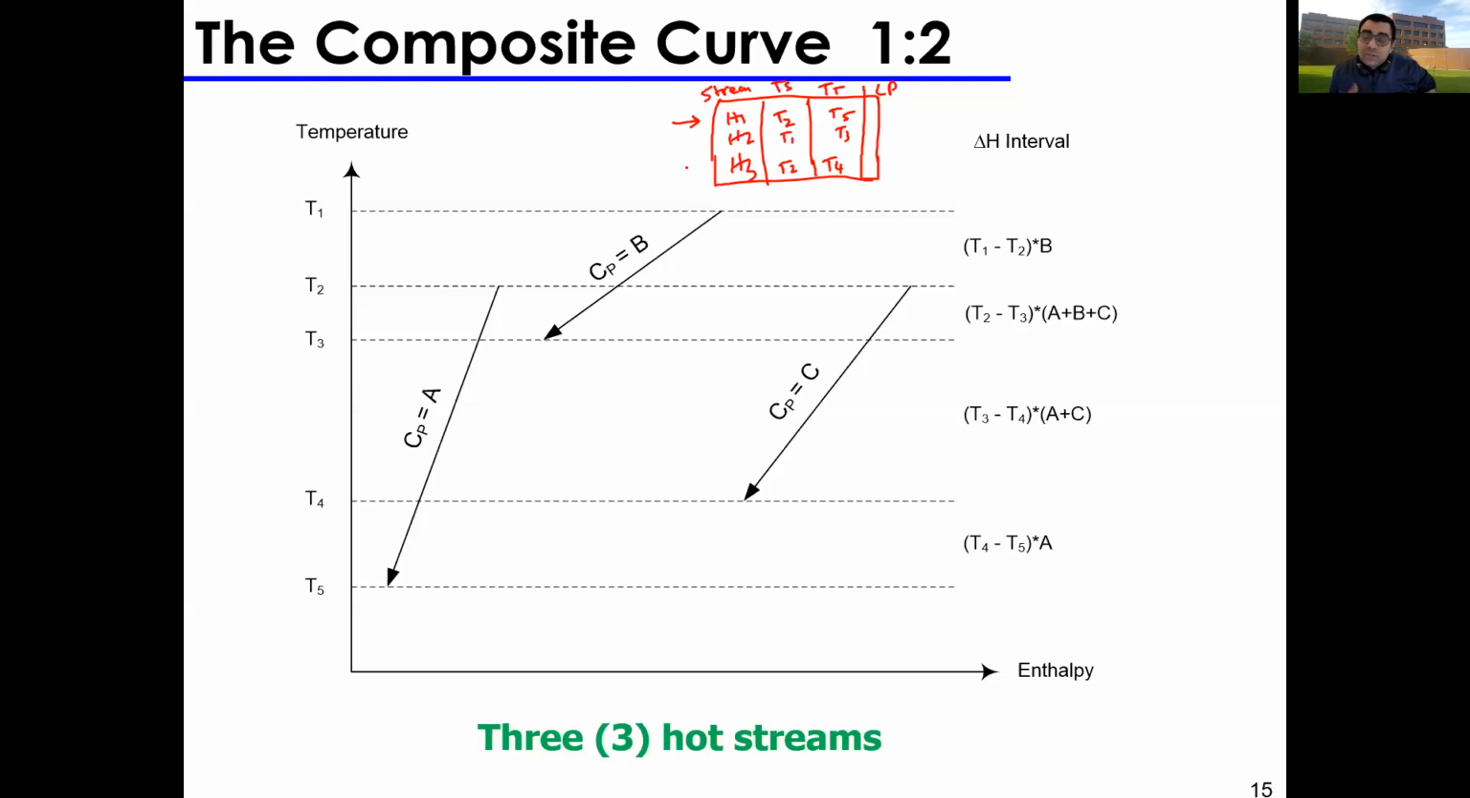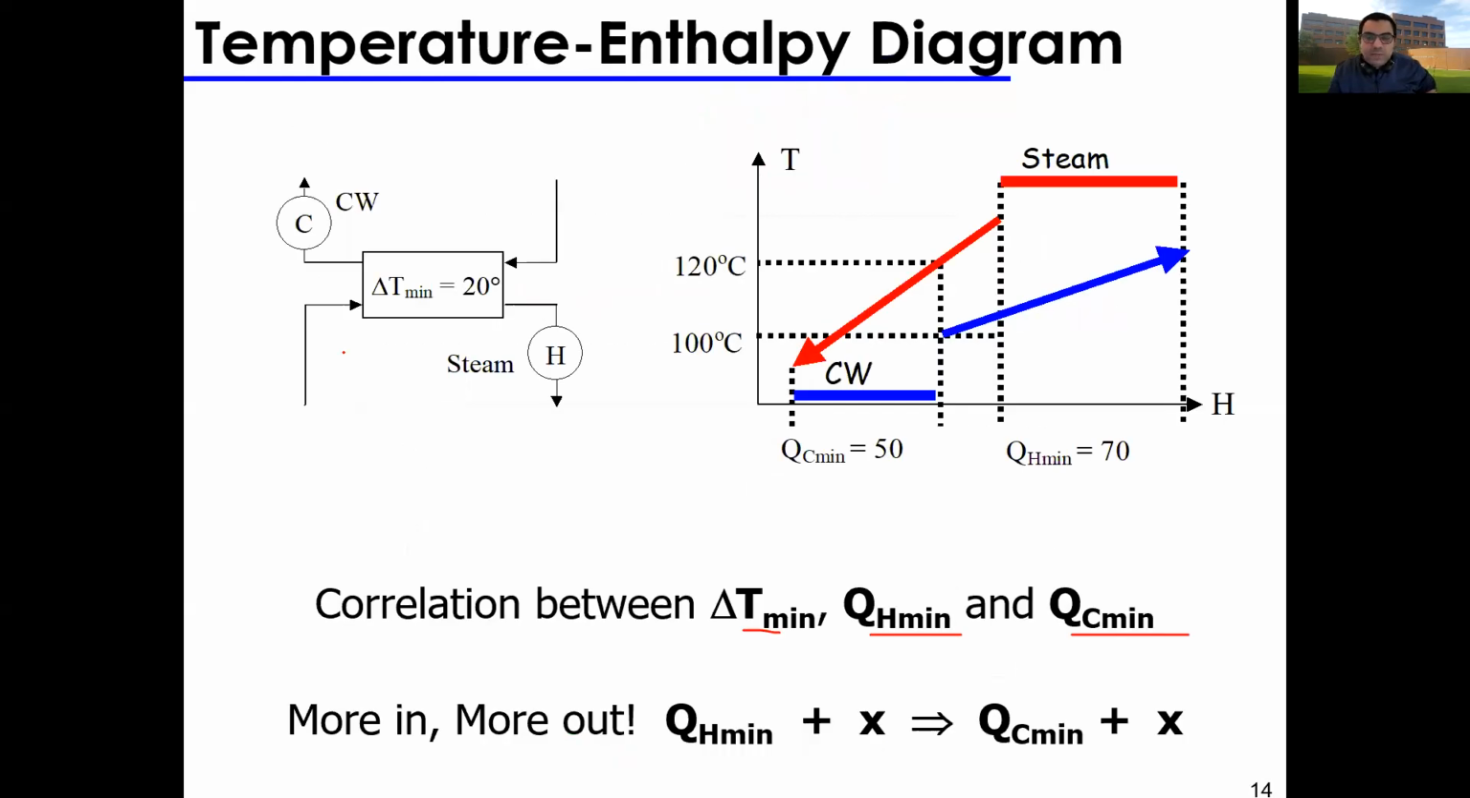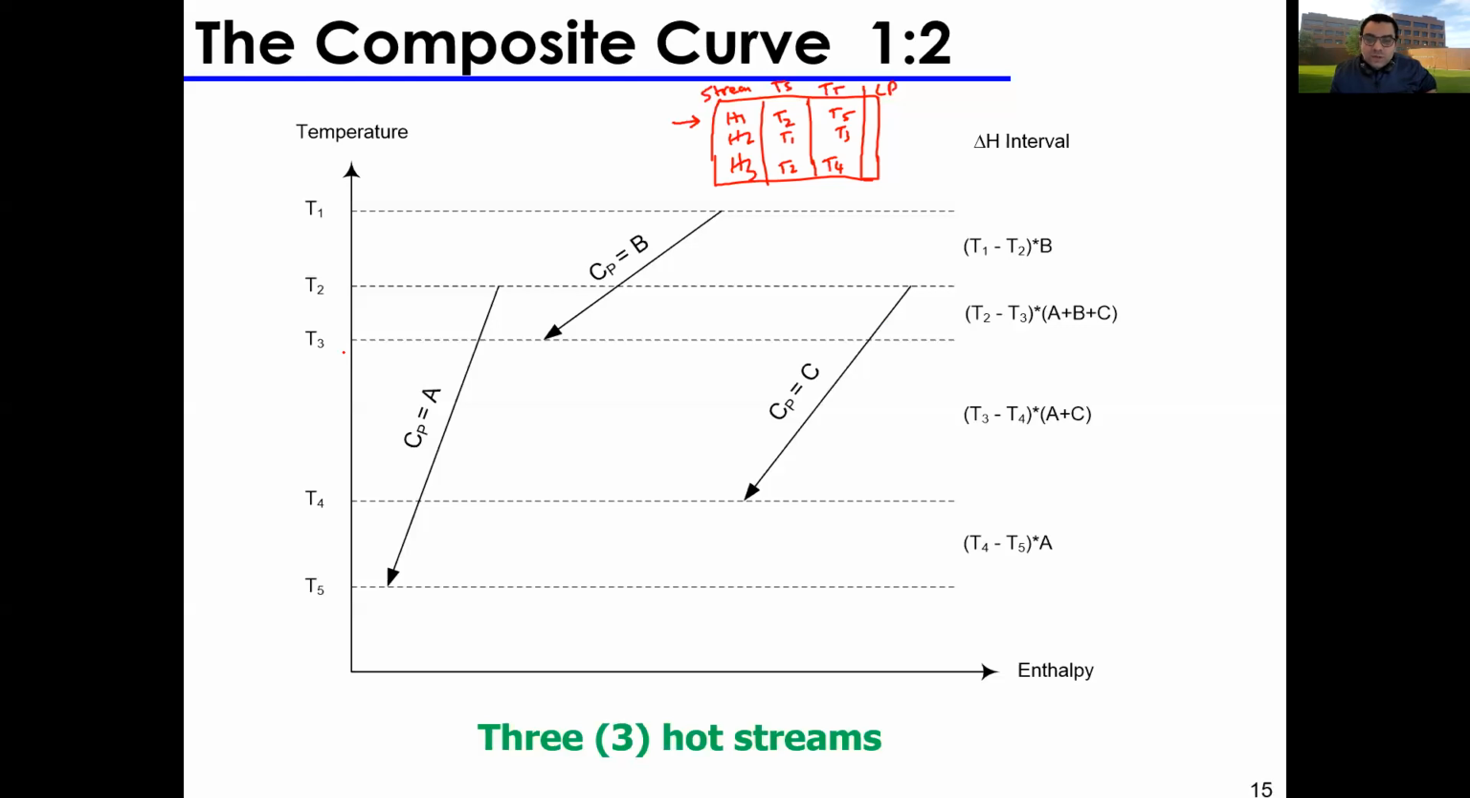So you're given 3 streams, you're given some stream information, and we want to build what's called a composite curve. And the first step in building a composite curve is to build this thing called the temperature enthalpy diagram. So this is what we're doing here. The procedure is basically just look at the table, you draw a line at each temperature. So this is what I did. I have T1, T2, T3, T4, T5, and I just drew a line at every temperature point.